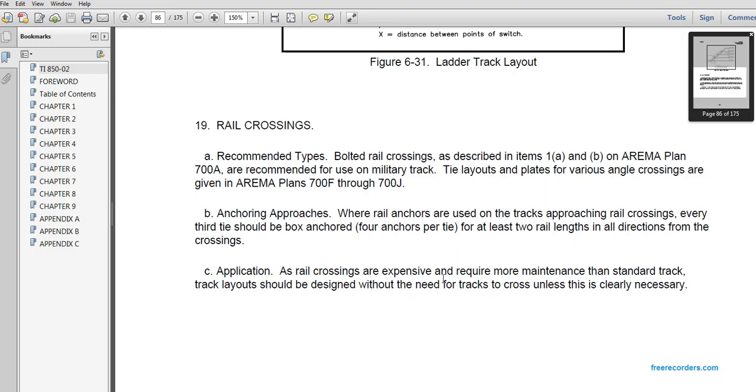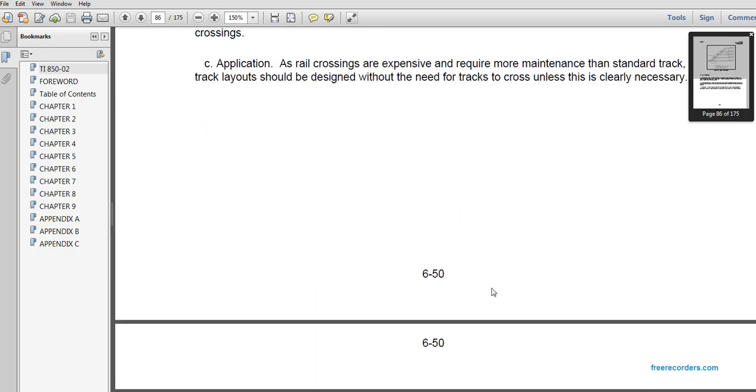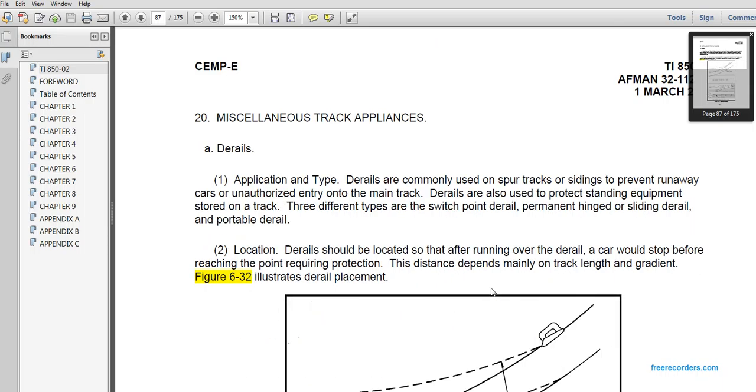All rail crossings are expensive and require more maintenance than the standard track. Track layout should be designed without the need for track crossings unless clearly necessary. 20. Miscellaneous track appliances. Derail.